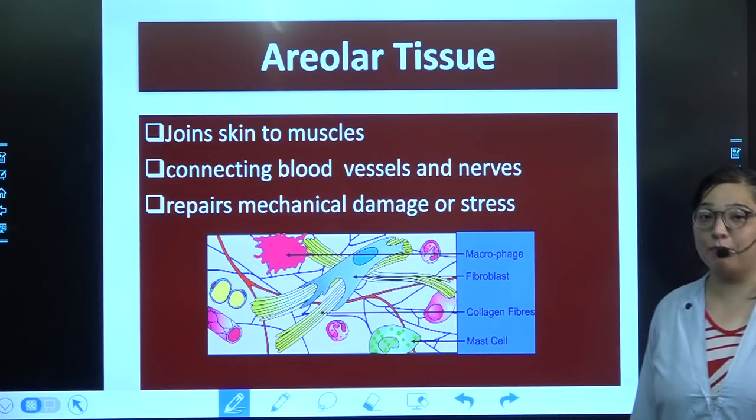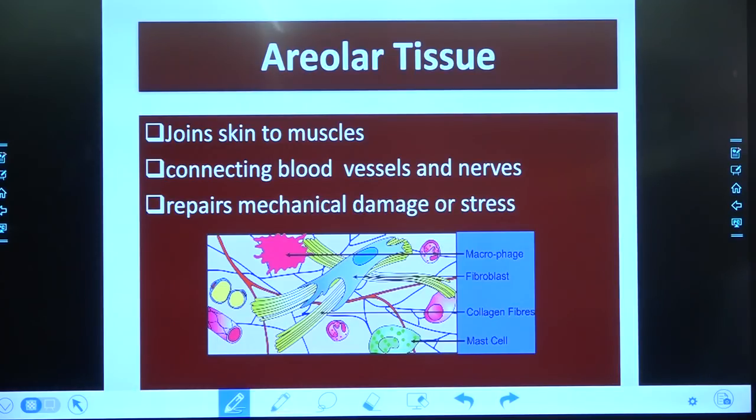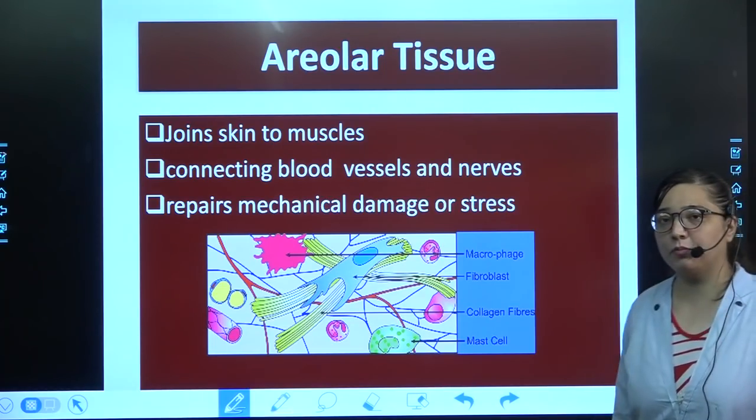After that, we'll see the adipose tissue. Be quick. I hope you have noted all the points. Then adipose tissue.